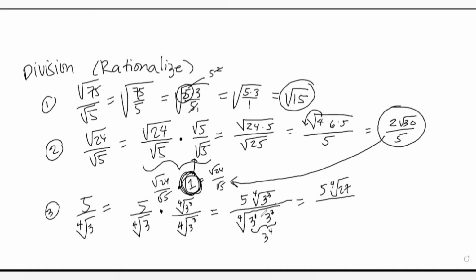So when multiplying with the same base, right? And then we just add the exponents. And 1 plus 3 is equal to 4. And then since this is in fourth root of 3 to the fourth, we just cancel the fourth root and the exponent 4. And we will be left with a value of 3 in the denominator. Hence, our final answer would be 5 fourth root of 27 over 3.